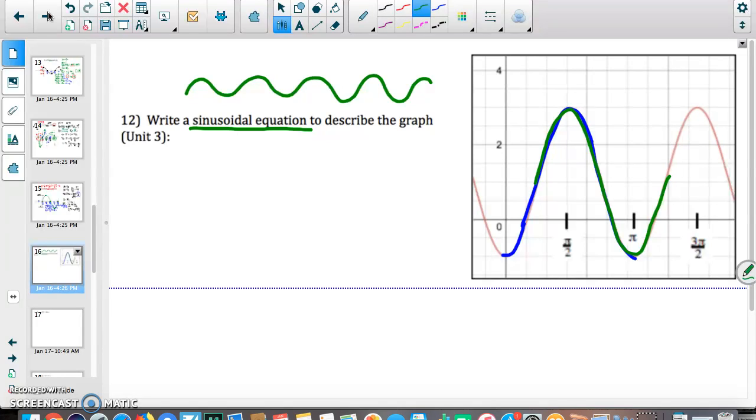What do you want to graph? What do you want your equation to be? Do you want it to be a sine? Do you want it to be cosine? I would recommend looking and figuring out what's going to be the easiest.